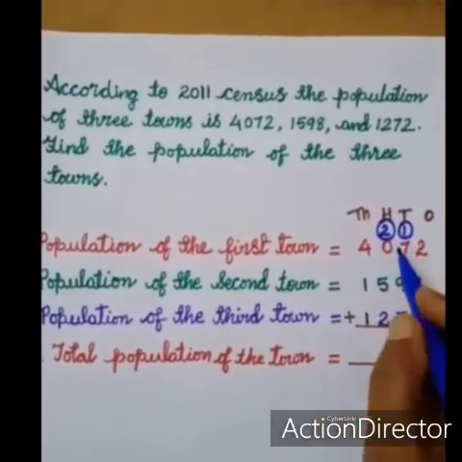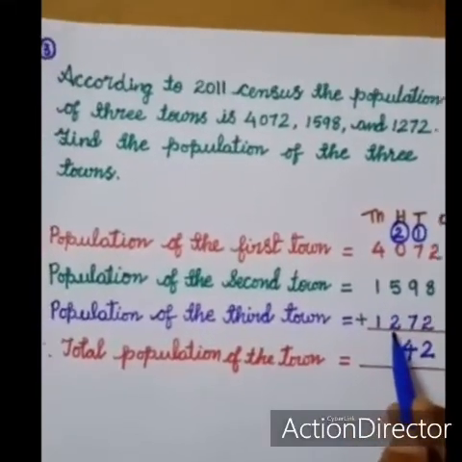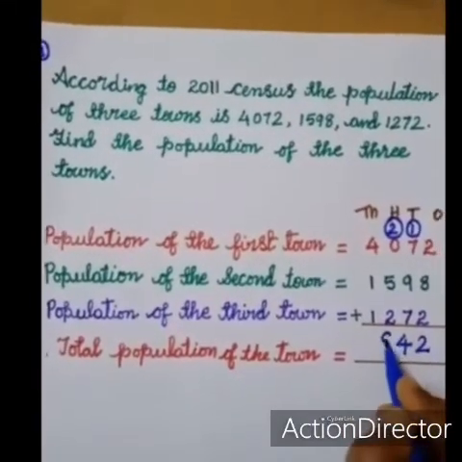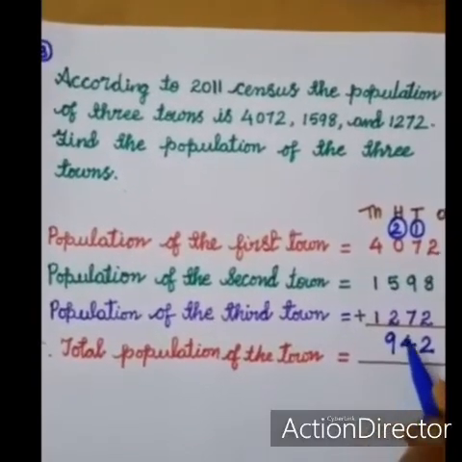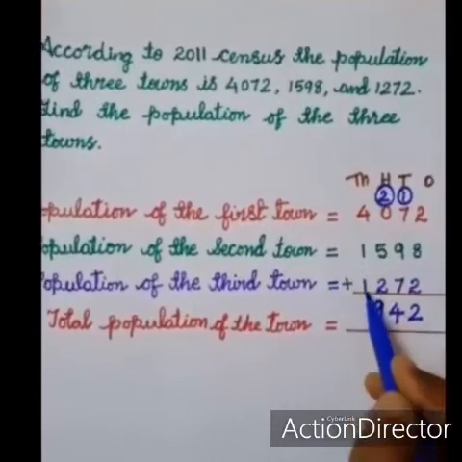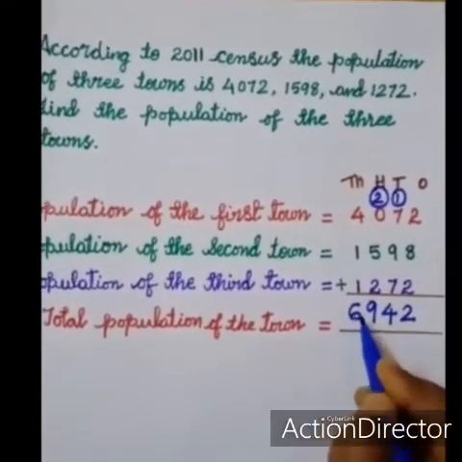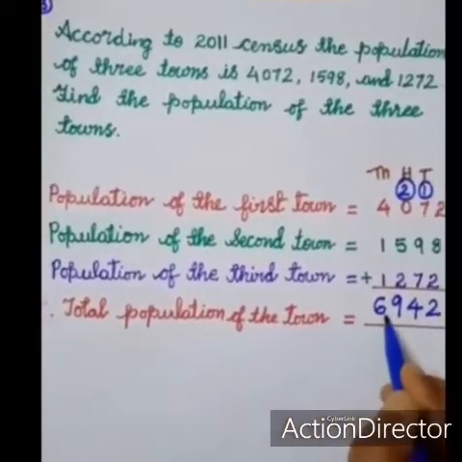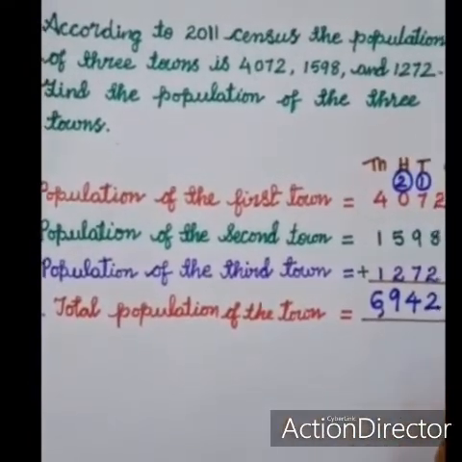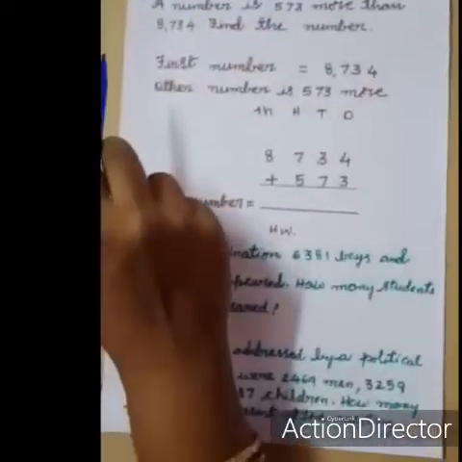Now we add hundreds. 2 plus 0 plus 5 plus 2 is 9. Write 9 under hundreds place. Now we add thousands. 4 plus 1 plus 1 is 6. Therefore, total population of the town is 6942. Now we do last problem.